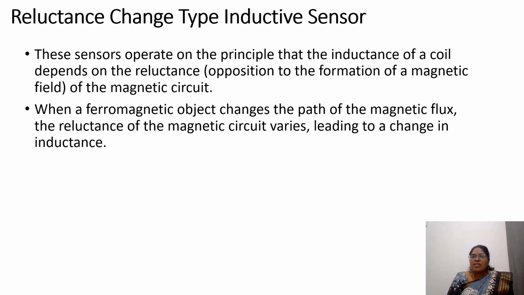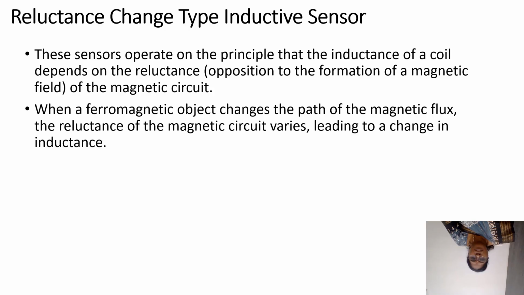The next one is the reluctance change type inductive sensor. Reluctance is nothing but the opposition to the magnetic field, that is, how much a magnetic field gets opposed. These sensors are based on the principle that the inductance of the coil depends on the reluctance of the magnetic circuit. When a ferromagnetic object changes the path of the magnetic flux, the reluctance of the magnetic circuit varies, leading to a change in the inductance. So whenever the reluctance changes, that leads to a change in the inductance. This is the property of the reluctance change type inductive sensor.